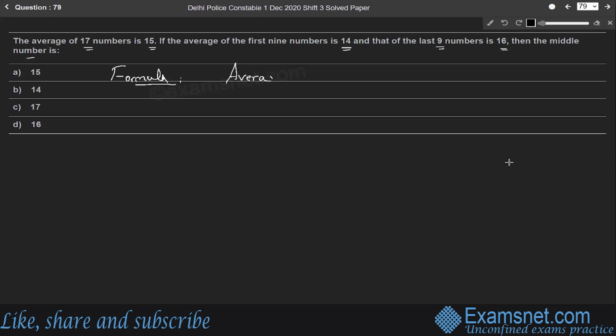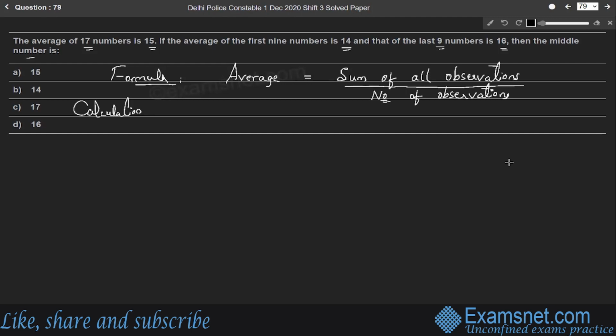Average is equal to sum of all observations divided by number of observations. So come to the calculation. Right. So in the first case, the average of 17 numbers is equal to 15.